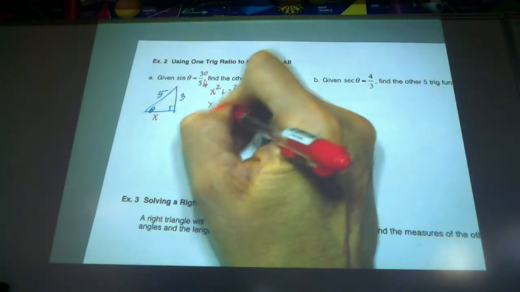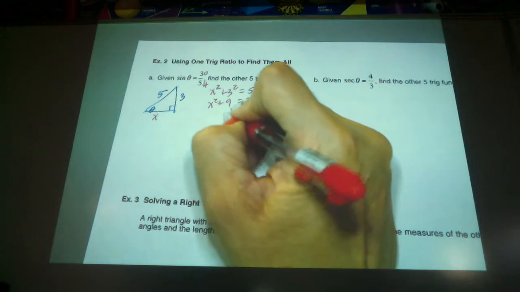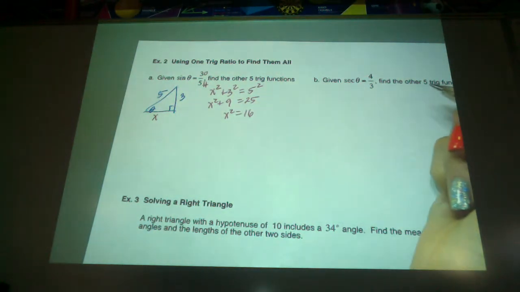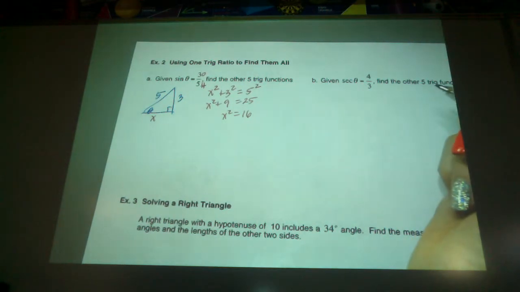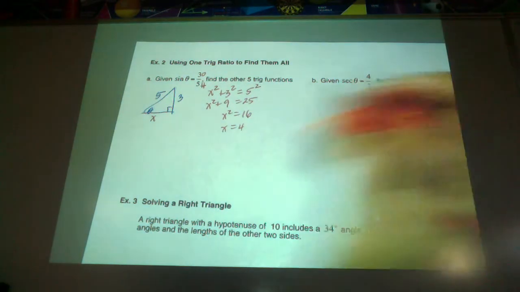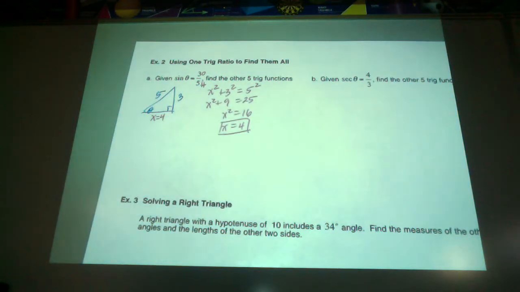So I have x squared plus 9 is equal to 25. If you subtract 9, you get x squared is equal to 16. When I take the square root of both sides, I don't have to do plus or minus, because can x be a negative value? Nope. So I come out with x equaling 4. So that's an important piece. And now you go ahead and find your sine, cosine, and tangent.